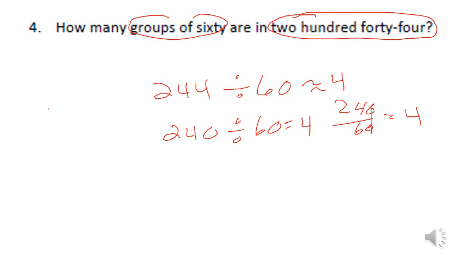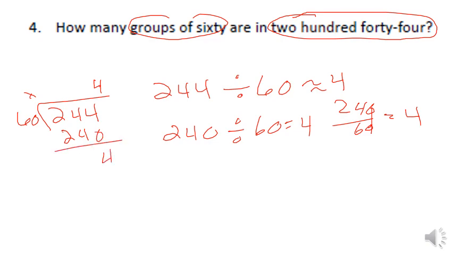So now let's do 244 divided by 60, and I'm going to put the 4 up here. 4 times 60 gives us 240, and 4. So we have 4, remainder 4. So how many groups are there? There are 4 groups. It's not asking us about the remainders, it's asking us about groups.